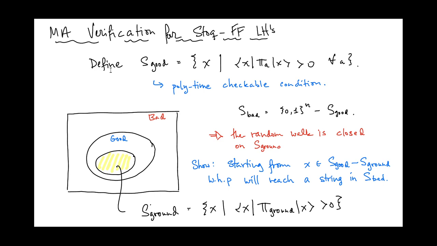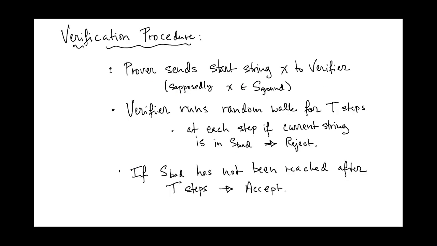So in the yes instances, the prover sends you something in here. You walk for a while. It's closed. You never hit a bad string. You accept. Okay. In the no instances, there's actually this ground is zero. You're sitting here in the good space, and you want to show that if you execute that random walk for a polynomial number of steps, with high probability, you end up in this bad space, which you can then check. Okay? And this, again, is going to be a proof by hand waving in the end.